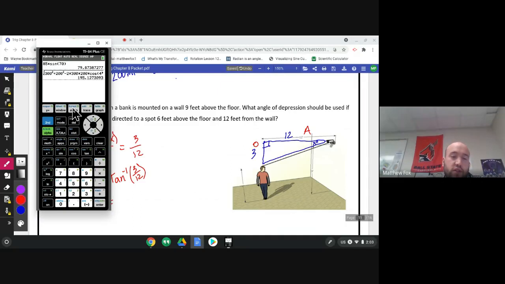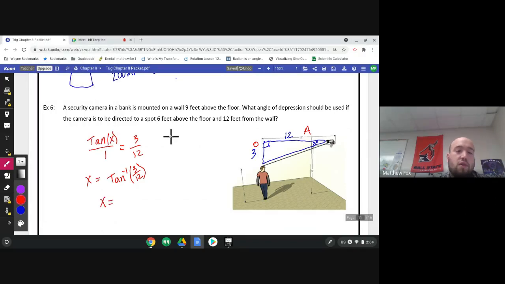Now on here, we just hit second tan to say inverse tangent, 3 divided by 12. Close the parenthesis, hit enter, and we will get 14.03. So if we round to the nearest tenth, 14.0 would be our degrees. So 14.0 degrees, that's our angle of depression. We should be, in this case, below that.